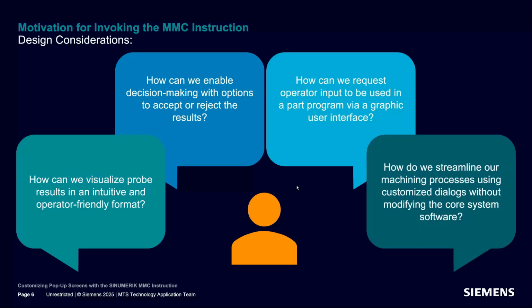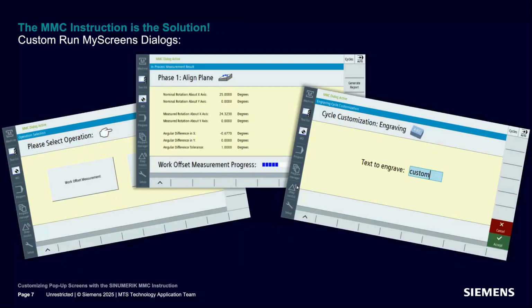And finally, how do we do all this to streamline our machine processes using customized dialogues, but most importantly, without modifying the core system software? So we don't want to introduce new functionality that makes our existing functionality not work, right? So if this is our design consideration and this is our application, then the MMC instruction could be a very good solution. What you're looking at here are 3 snippets from the application that we're going to dive into momentarily.